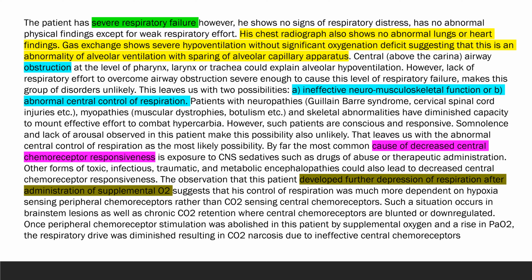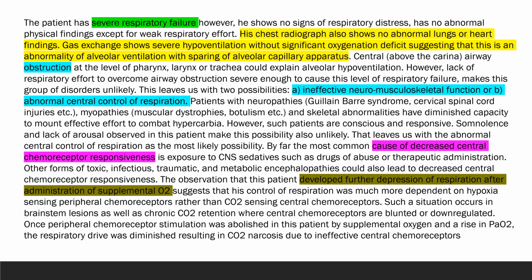For now, we have a kid with severe respiratory failure who does not have much findings in the respiratory or the cardiac part. His chest X-ray is also normal, so it seems to be a case of alveolar hypoventilation causing hypoxia. Now, what can be the cause of this alveolar hypoventilation? There can be either a central obstruction at the level of pharynx, larynx, trachea. There can be ineffective neuromusculoskeletal function or an abnormal central control of respiration. Now we have to see which one of these three is it.